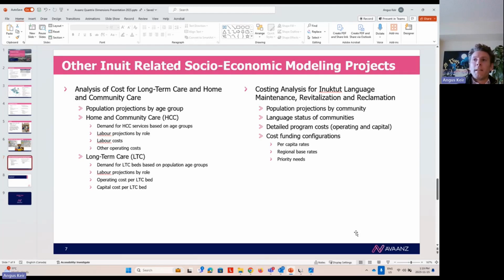For long-term care beds, what we found was there's this specific demand based on population age groups. You're going to require this many beds for people of this age bracket. We looked at labor projections by role meeting the needs of long-term care patients, operating costs per bed, and we even looked at capital costs for constructing long-term care facilities.